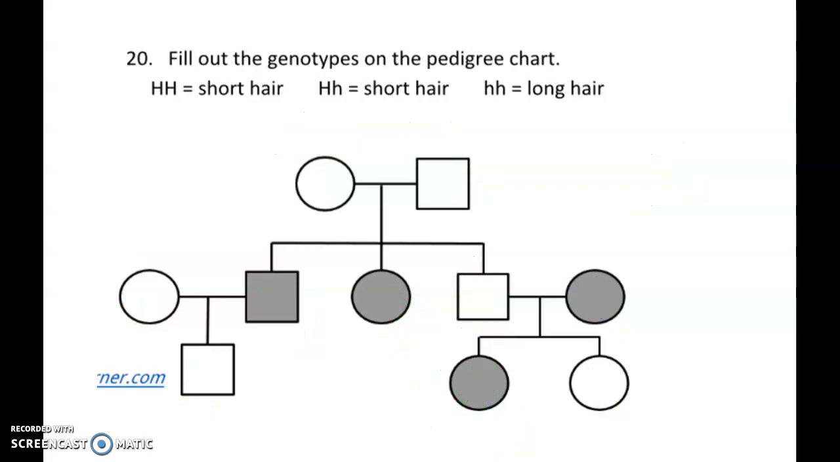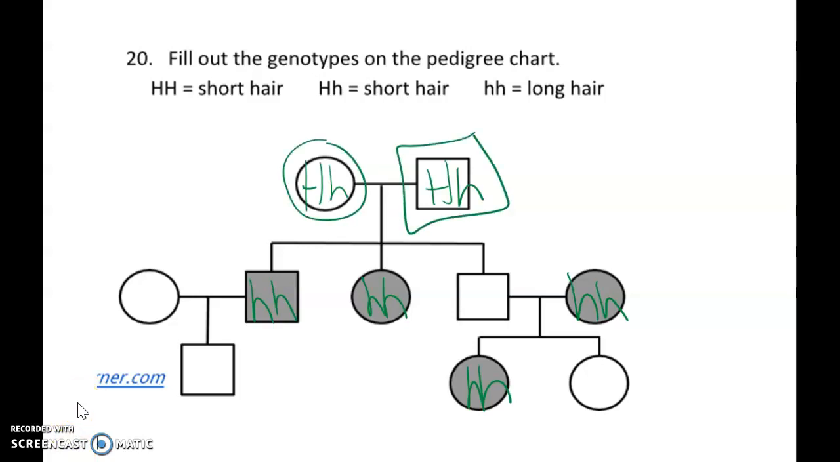For this pedigree, again, we know that the long-haired offspring are automatically recessive, so they must be little h, little h. I'm going to fill that in here. Can you see the homozygous recessive people that are now labeled? Next up, we know that the parents up at the top must both be heterozygous for their trait because they have children that end up being homozygous recessive.